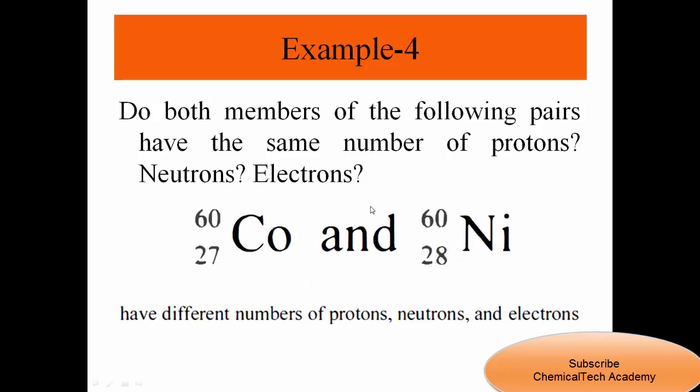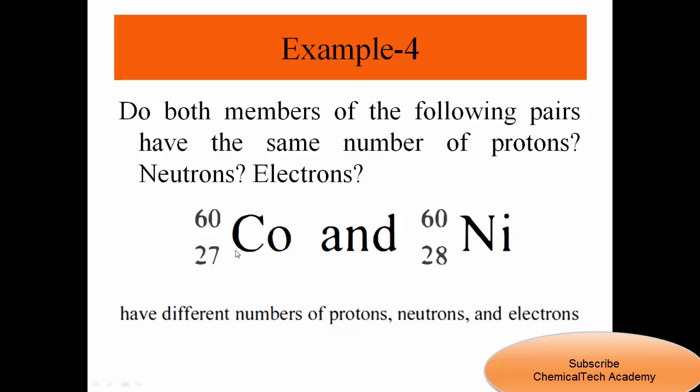Next example, do both members of the following pairs have the same number of protons, electrons, and neutrons? Here we have cobalt, and this side we have nickel. Cobalt atomic number is 27, and here we have 60 for atomic mass. For nickel we have 28, and atomic mass is 60. As you see here, the atomic number is different, so we can say the number of protons and number of electrons are different for these two elements.